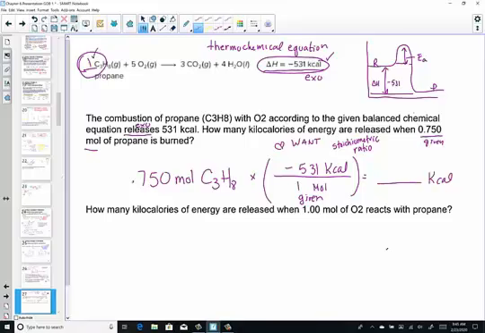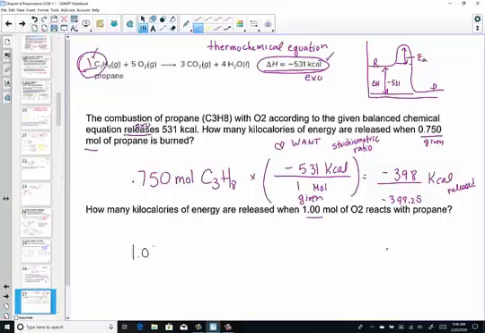0.75 times negative 531. And my screen reads negative 398.25. Let's turn that into 3 sig figs. So negative 398 kcals of energy released. A one-step mole conversion, really, where we're inviting kcals into the stoichiometric ratio. Shall we try one more together?